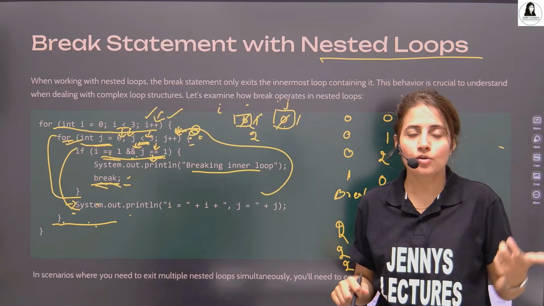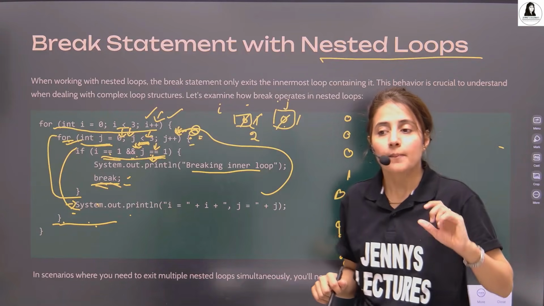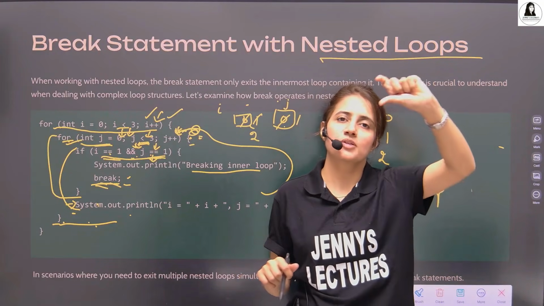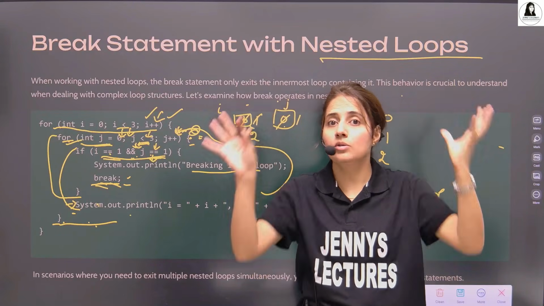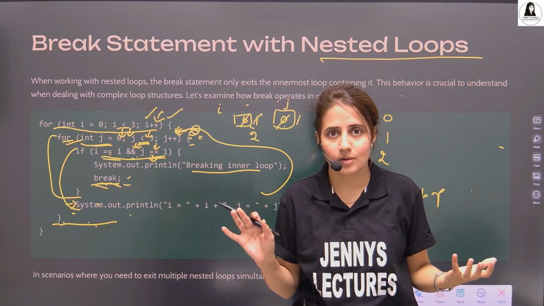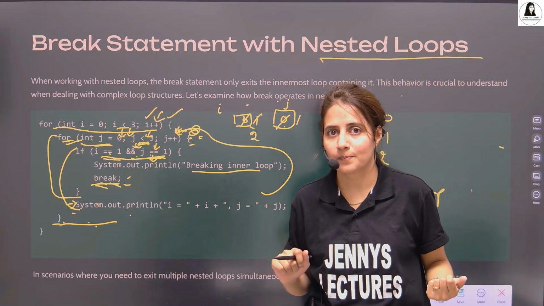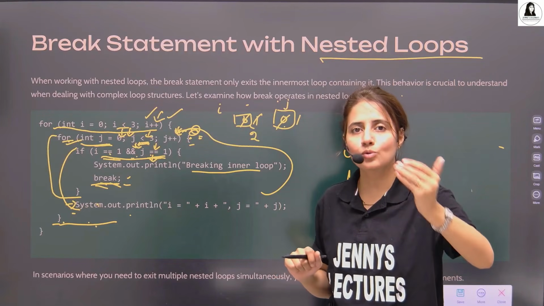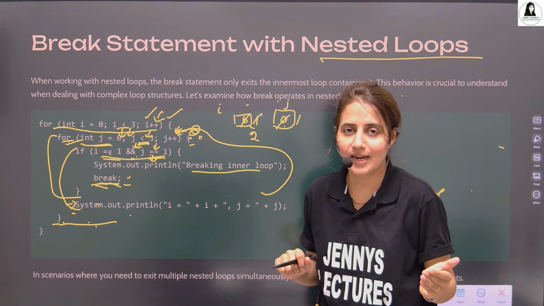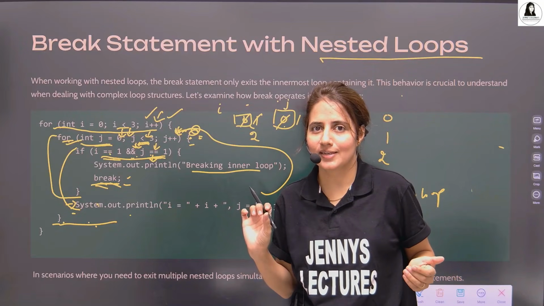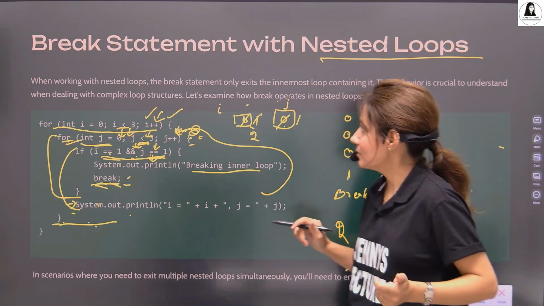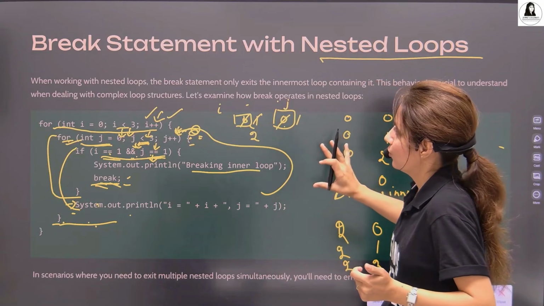But what if some scenario is there, some nested loops are there, but within the inner loop you have written some specific condition, and if that condition is met, you want to exit from all the loops, from the outer loop as well. Then how to achieve this? For that we have one more advanced break, that is labeled break. Then we use labeled break. Okay. So I hope this working is clear to you.